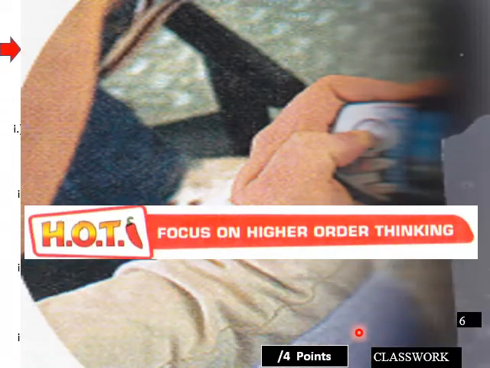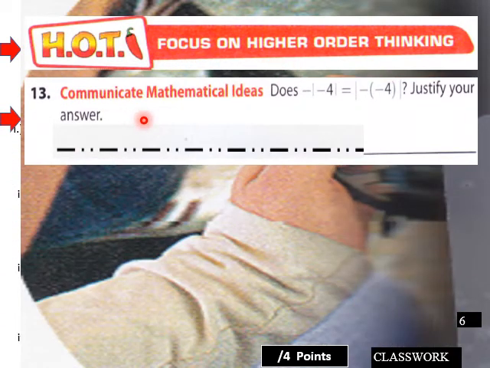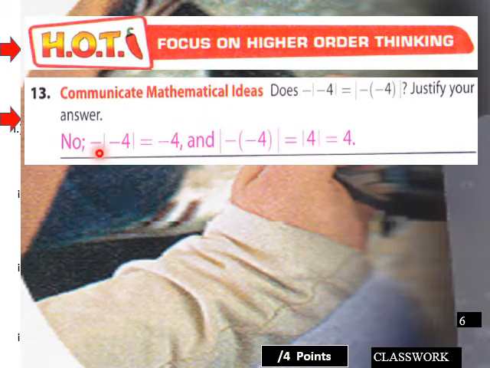So moving on here, page 6. Focus on higher order thinking. Communicate mathematical ideas. Does the negative of the absolute value of negative 4 equal the negative of negative 4? Justify your answer for number 13. And no, it does not. The negative of the absolute value of negative 4 equals negative 4. The negative of 4 is negative 4. And then the negative of negative 4 equals 4.